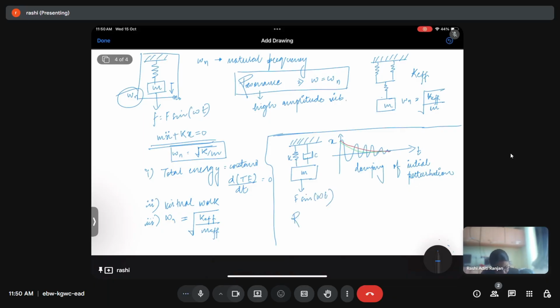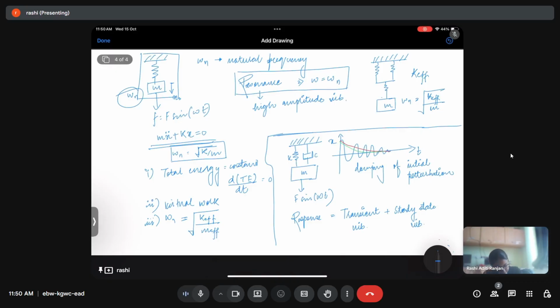our response consists of two things. One is the transient vibration plus the steady state vibration. The response is going to have both of them, some transient vibration and some steady state vibration. Now, because of the presence of damping, this transient vibration is going to damp out.